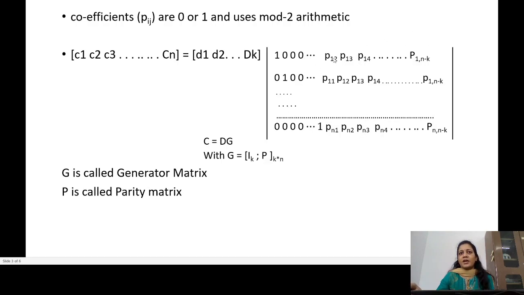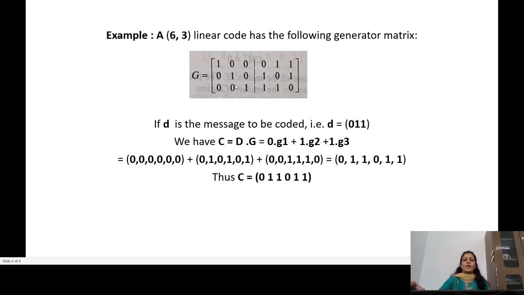So this entire matrix can be represented as Ik and P, where P is the parity matrix, and the combination can be treated as a generator matrix because this matrix helps us in generating the code word. With these notations, C is nothing but D into G, where G is called the generator matrix and P is called the parity matrix. Now let us consider an example of how to generate a code word. A 6,3 linear code has the following generator matrix.